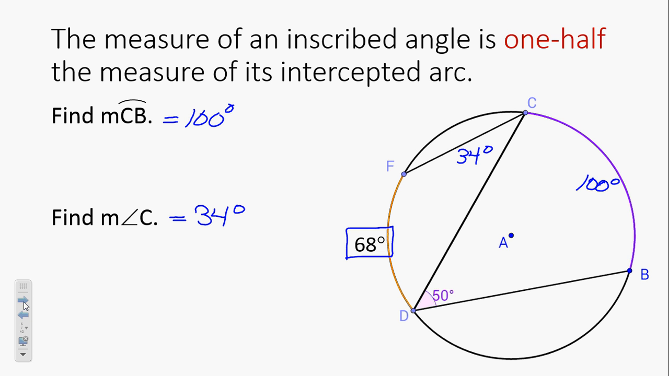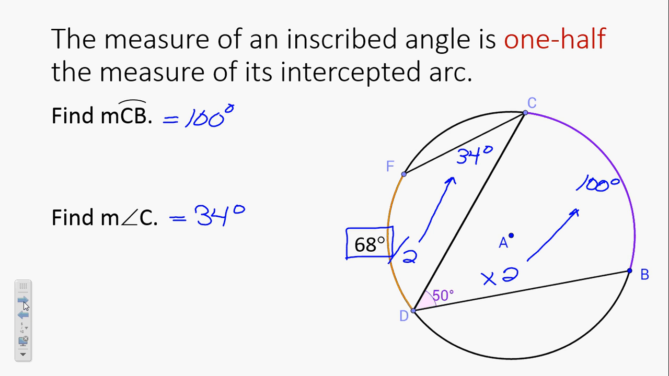So math is not hard, right? We're doubling or halving. It's just that we have to know the vocab and the theorems and the properties, so you want to study your notes. 68 was not on there, so you need to write it in for me. All we did was take 68 divided by 2 to get the 34, and we took 50 times 2 to get the 100.